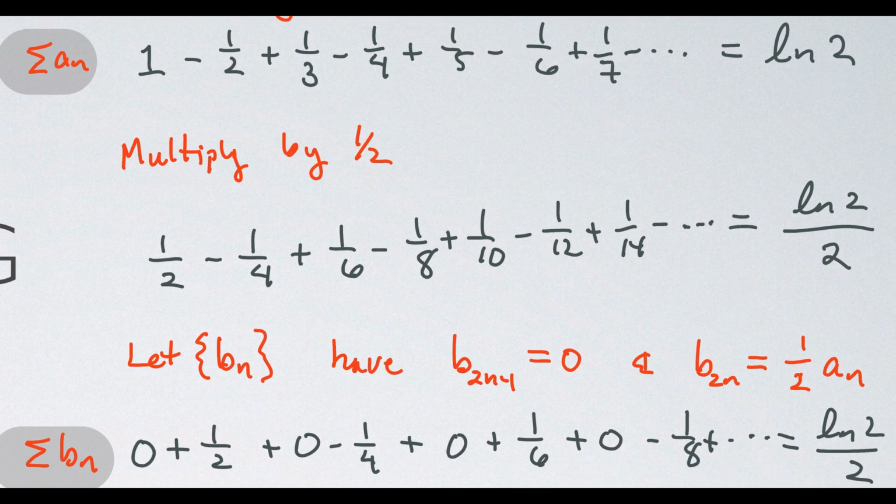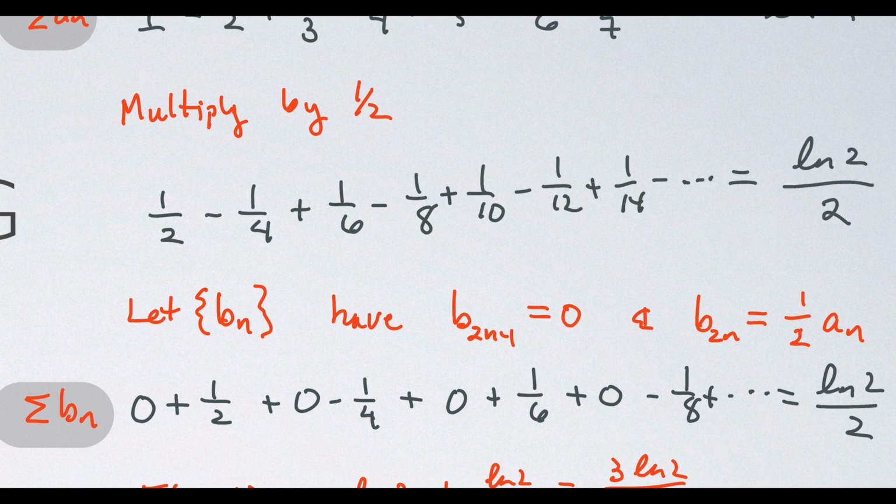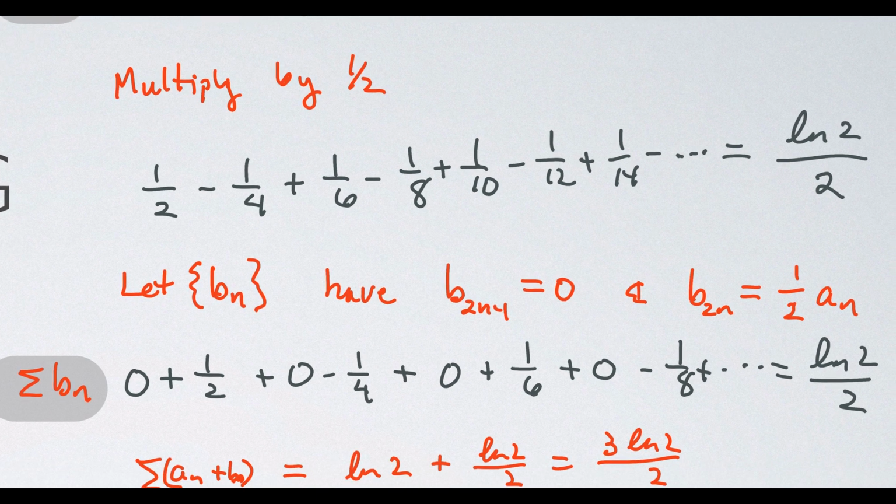Introduce a new sequence, Bn. Define Bn to be 0 for every odd index. For every even index, let it be half of an, and note that the even index is written out as 2n, and we're taking half of a sub n, not a sub 2n.